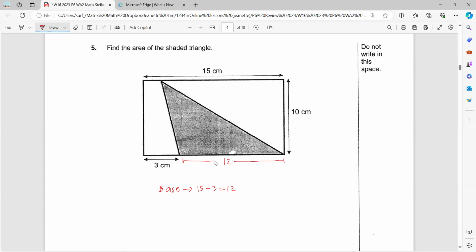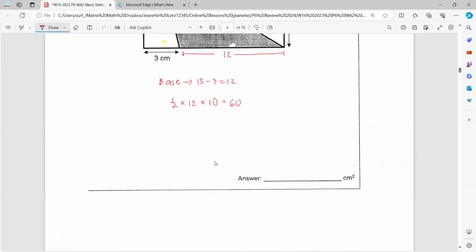So half times base times height. The height is over here, which is the same as 10 cm. So half times base times height. So answer is 60. 60 square cm.